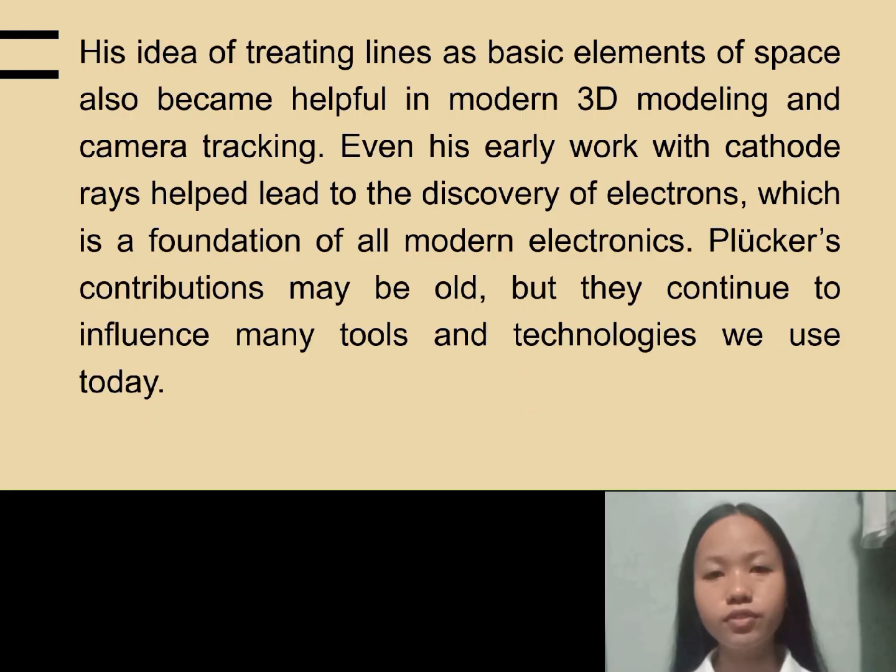His idea of treating lines as basic elements of space also became helpful in modern 3D modeling and camera tracking. Even his early work with cathode rays helped lead to the discovery of electrons, which is a foundation of all modern electronics. Plucker's contributions may be old, but they continue to influence many tools and technologies we use today.